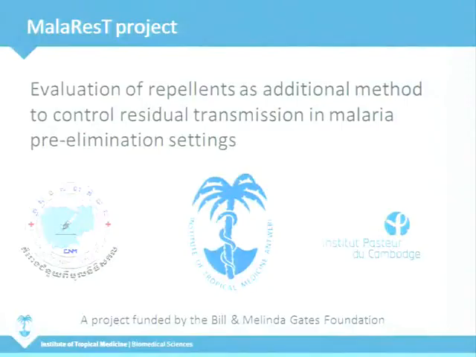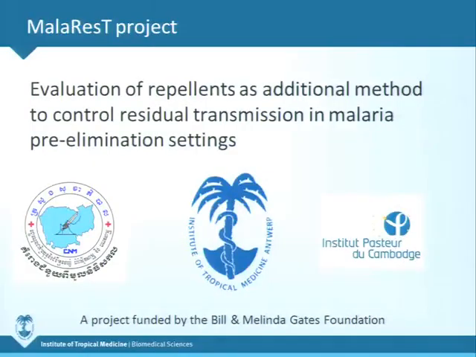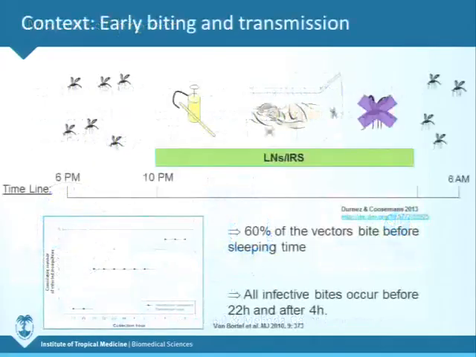Thank you, Andrew. So, I will speak about repellents as additional methods to control residual transmission. Residual transmission means a transmission that is not targeted by the core intervention on vector control, which is insecticide-treated nets and IRS. And this is in a malaria elimination setting, here a province in Cambodia. Cambodia had high malaria transmission in the past, but malaria has been reduced a lot. So, what is the situation today?